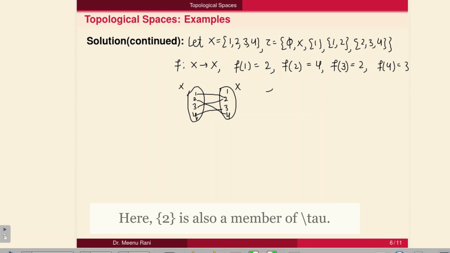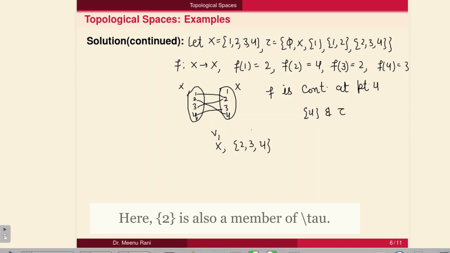So here we can say that f is continuous at point 4, but singleton 4 does not belong to the topology. As we can see, singleton 4 is not a member of the topology. So it is enough to prove that f is continuous at point 4. For this, we take each open set in x, because image set is also x, which is containing f of 4, that is 3. So take all the open sets that are containing 3, they are x and {2, 3, 4}.